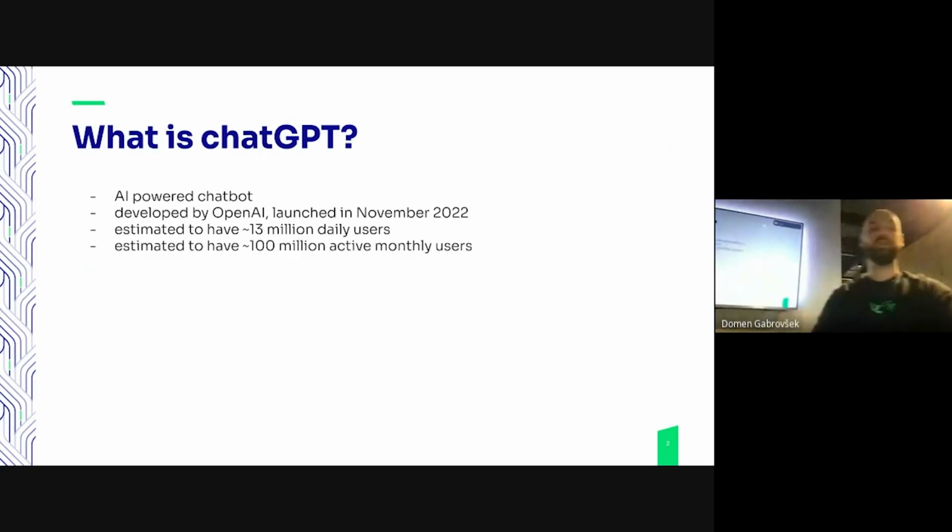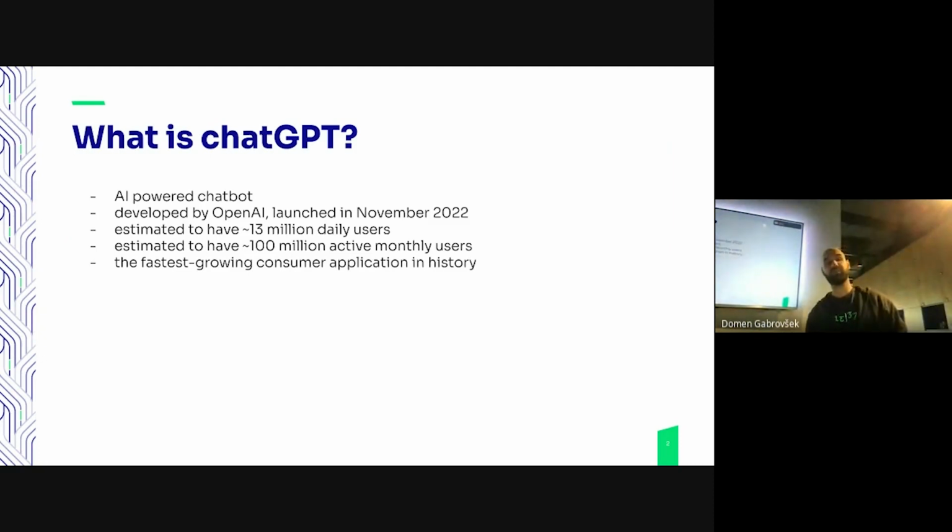It's estimated to have around 100 million active monthly users, and because of that, it's often offline or super slow to use because there are so many people using it. It's also the fastest growing consumer application in history. It beat Netflix and Instagram, all these super popular apps, by the number of users gained in record time.